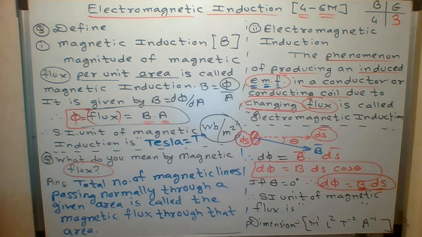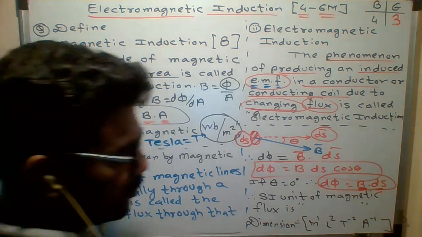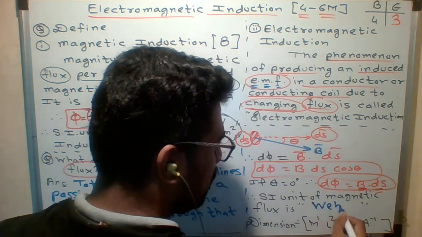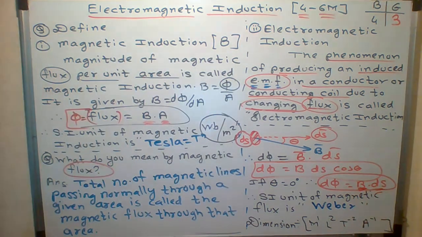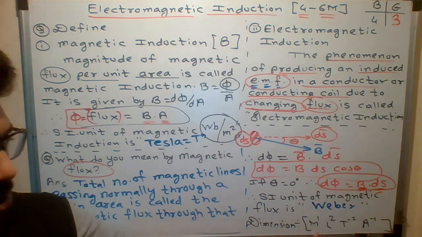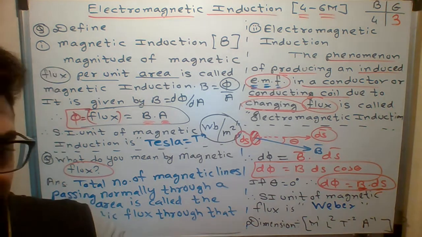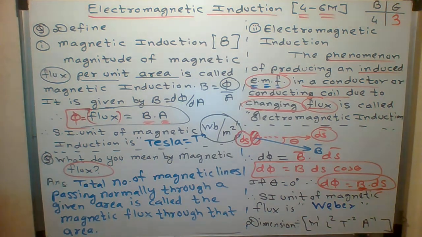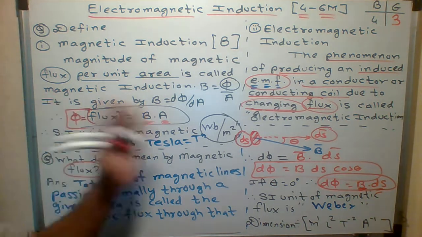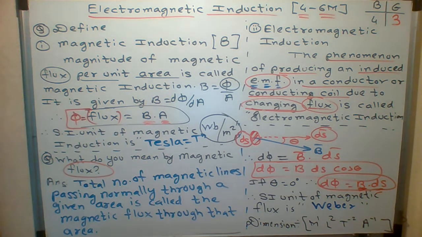What is the unit of magnetic flux? You know that. Already I told you: weber. And what is the dimension? Remember the dimension of magnetic flux: M to the power 1, L squared, T to the power minus 2, A to the power minus 1. Remember this dimension. It is very important from the MCQ point of view. I hope you understood the definition and concept of magnetic flux.